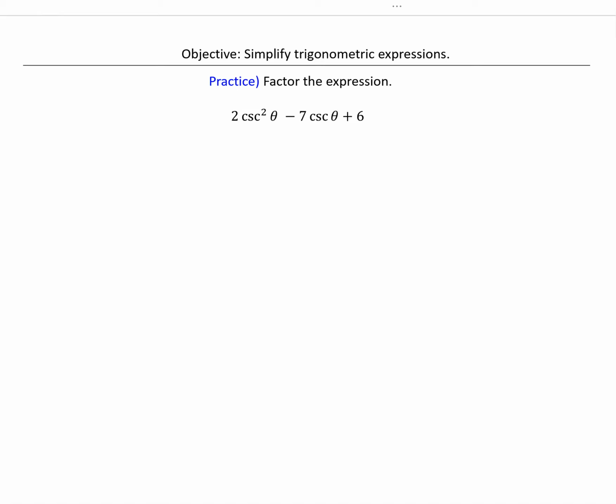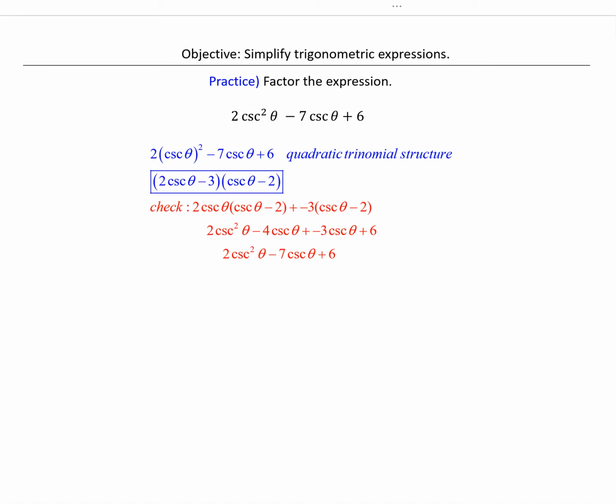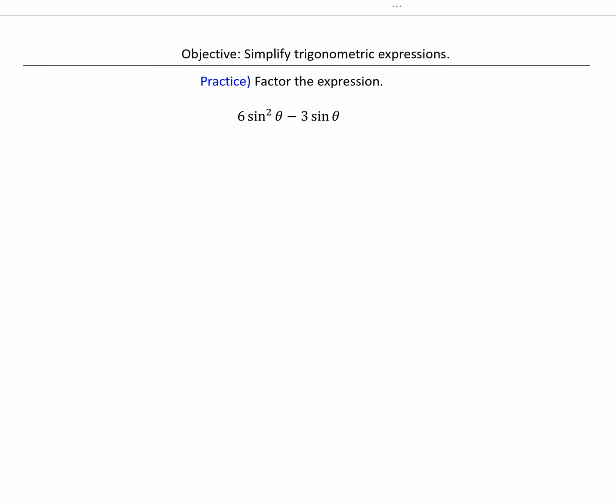So here's the factored form. So we have that trinomial, that quadratic structure, and factors of 2 cosecant squared, or 2 cosecant theta and cosecant theta, and the factors of positive 6 that work are a negative 3 and a negative 2. That gives us a negative 3 cosecant plus a negative 4 cosecant, which is our negative 7 cosecant theta. All right, here's another practice problem. Pause your video.